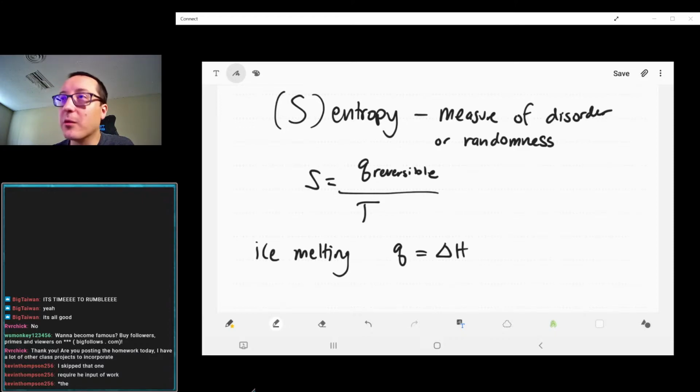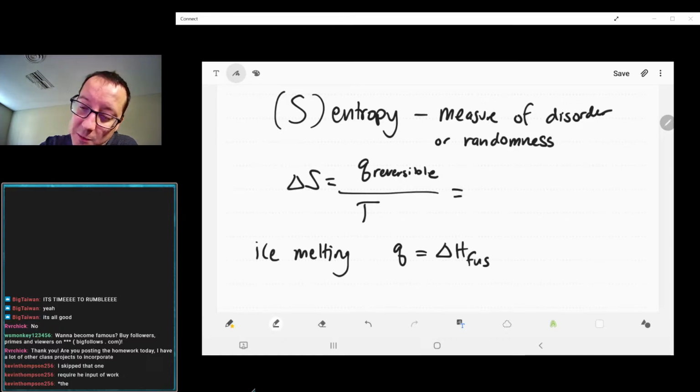For a given quantity, right? Delta H per whatever, mole, gram, who cares? In this case, that was delta H fusion. And so we're going to see... I'm sorry, this should be delta S, the change in entropy.